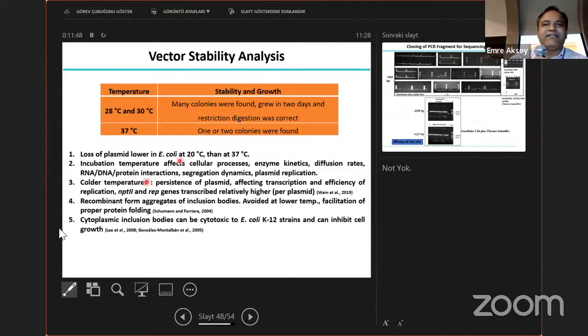So these are different explanations of what can go wrong with this vector stability analysis. This is what we observed. Maybe other people may not encounter these problems.